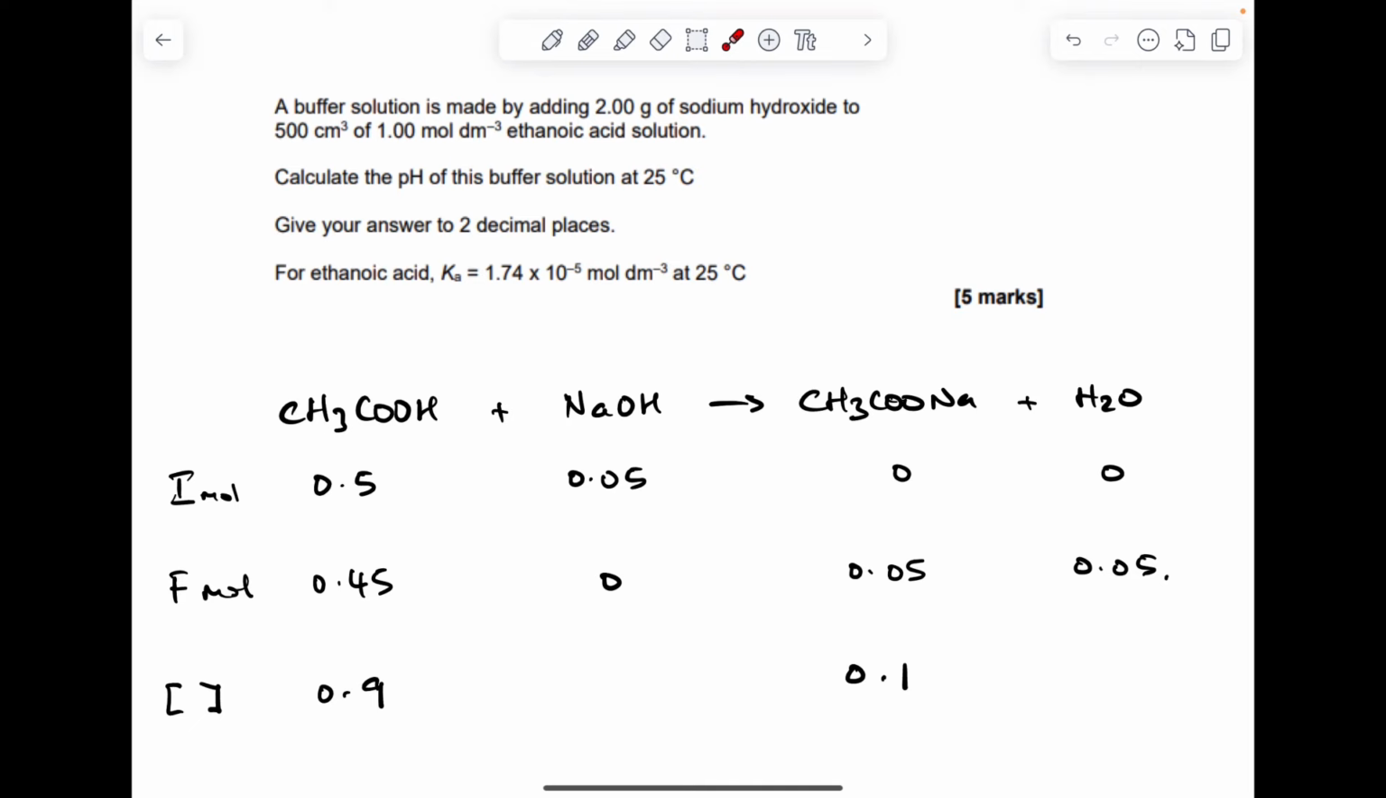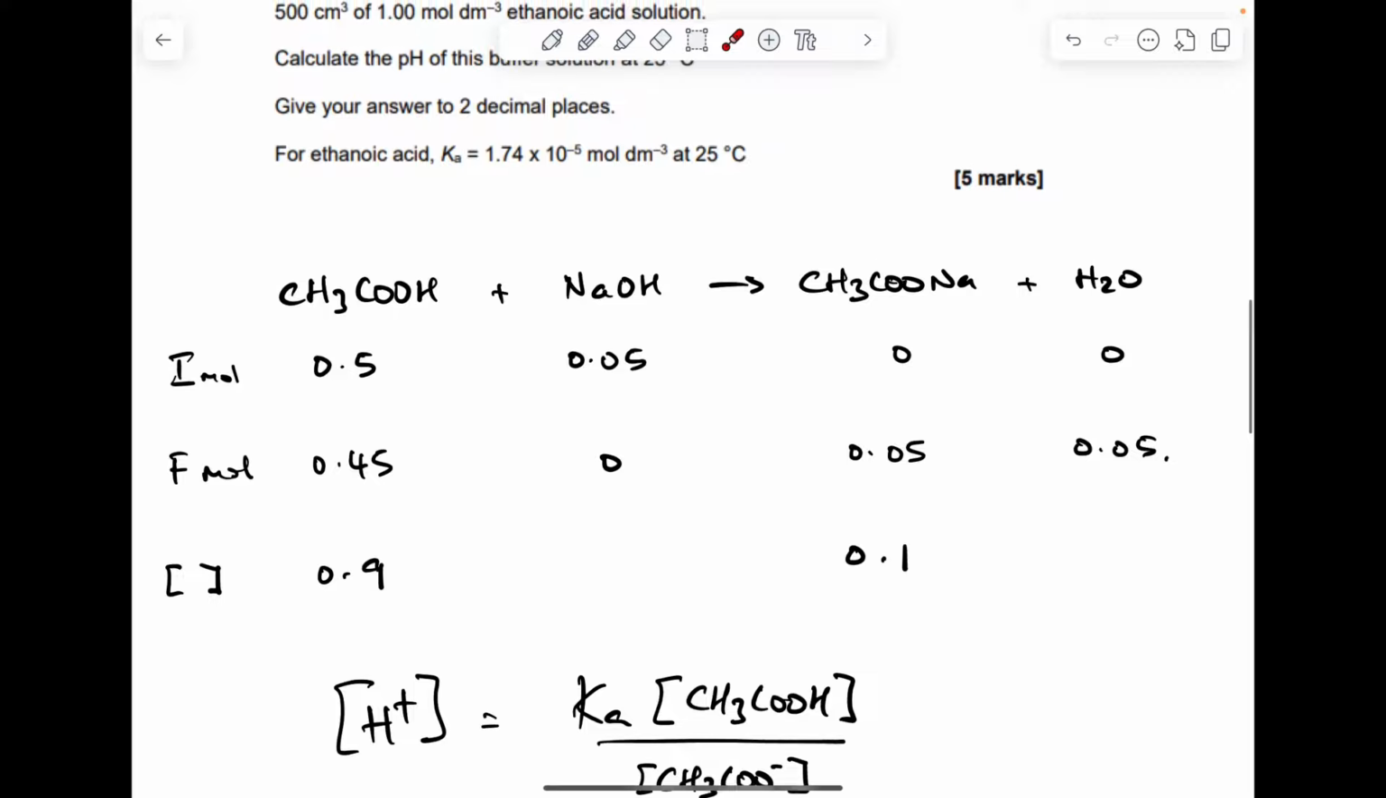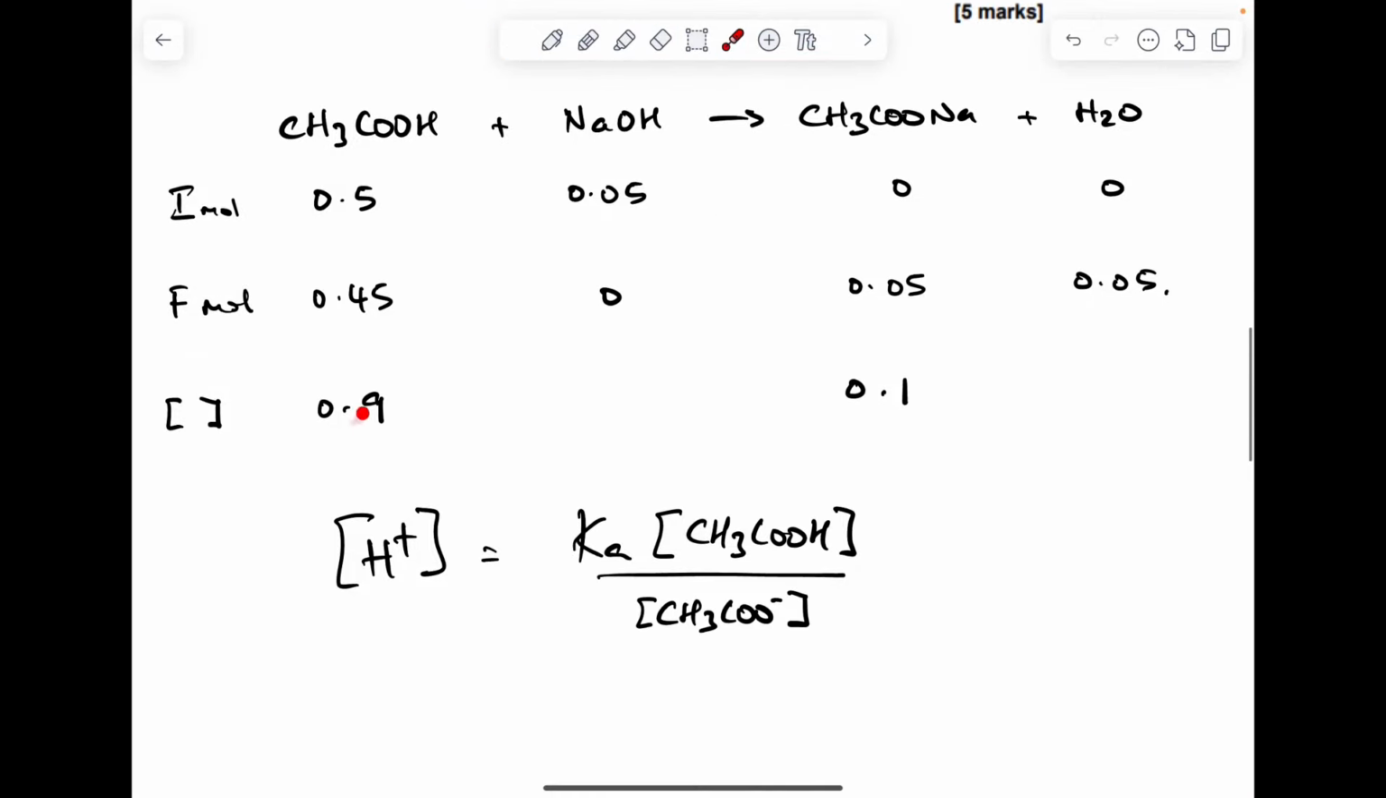So we've got our concentrations now. Then we bring in our H+ concentration of a buffer is equal to Ka times acid over salt. That's what I refer to it as, so we don't forget which way around the terms go in the equation. So we've got our Ka value. It was 1.74 times 10 to the minus 5. It's listed up there in the question. There it is there. And we're going to put the acid concentration here, the salt concentration here.